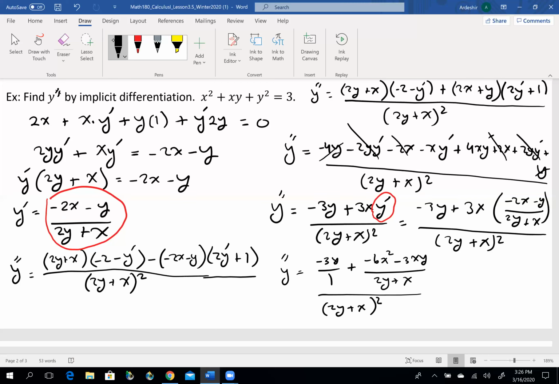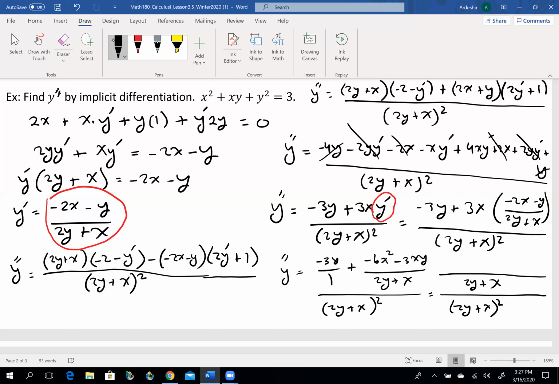Okay, so now I have to find the lowest common denominator between 1 and 2y plus x. So obviously the lowest common denominator between 1 and 2y plus x is 2y plus x. So I'm going to multiply both numerator and denominator by 2y plus x. So the denominator is going to be 2y plus x squared, and then the whole thing, so the denominator is going to be 2y plus x.